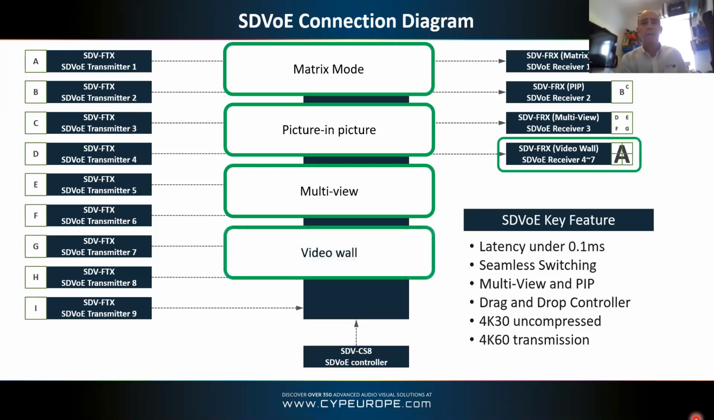Indeed. Then finally, you've got 4 receivers set up as a video wall, so they're all showing a transmitter in a video wall format. Again, all of this is through the same hardware, that one overall system, but you're creating so many different elements. It's just so versatile, isn't it?